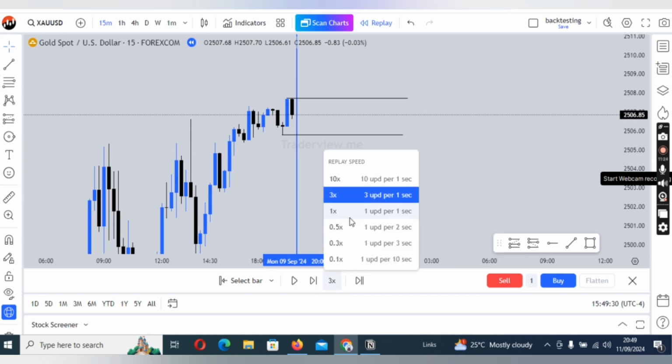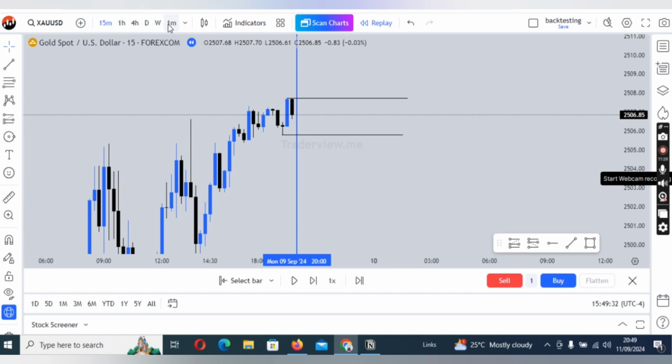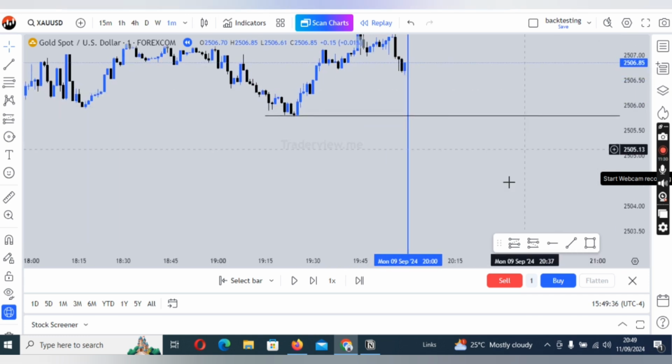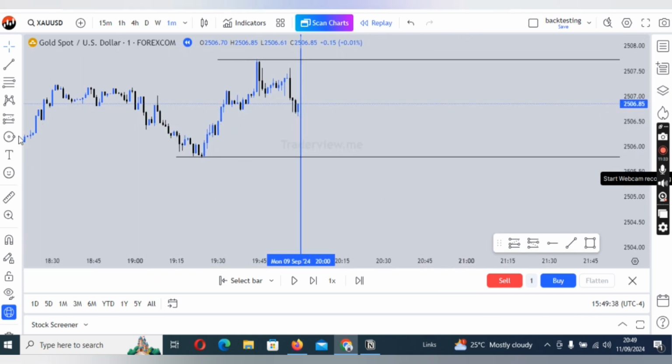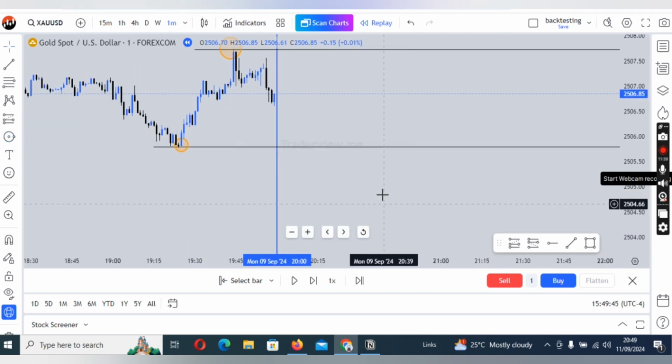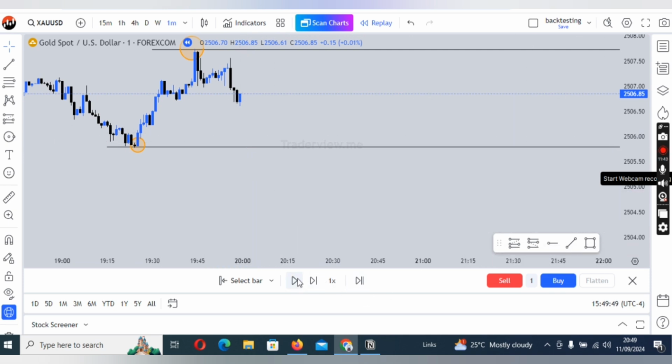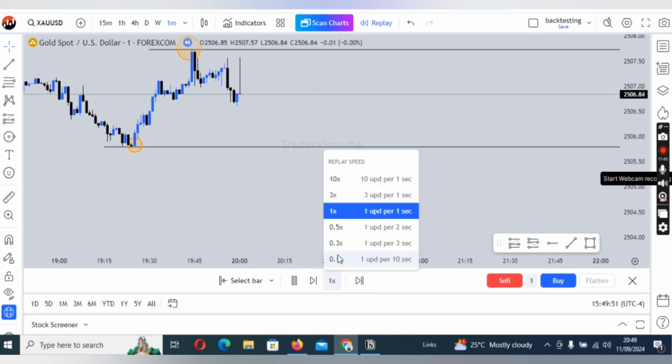So let me reduce this, and then let's go to the 1 minute time frame and wait for a sweep on the 1 minute time frame, guys. So we have this low. Pay attention, guys. High. So we are waiting for price to sweep either of them. Let me delete this. So let's play price and wait for price to sweep either of them.